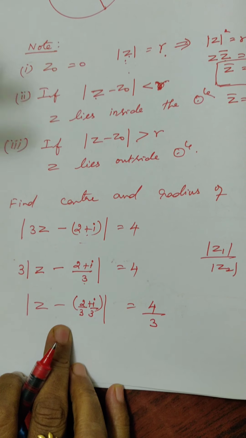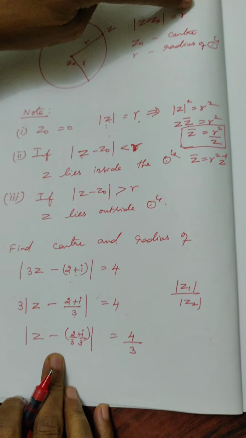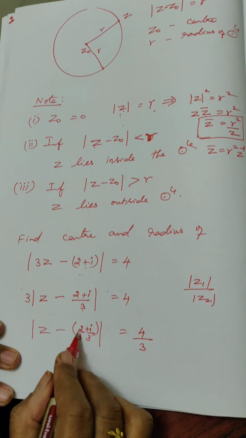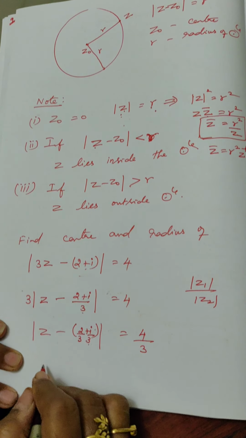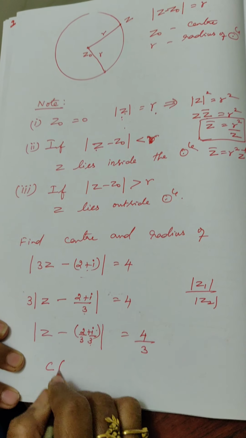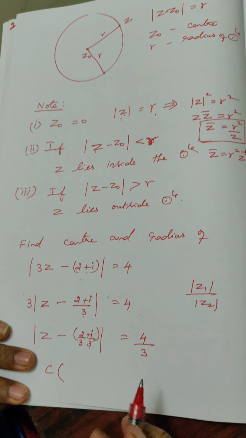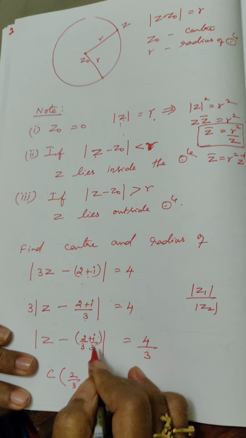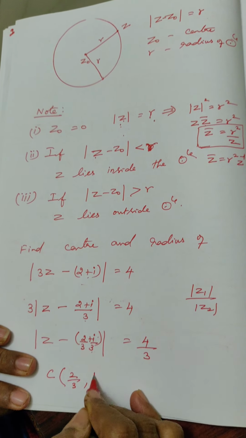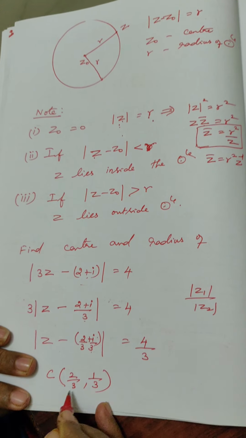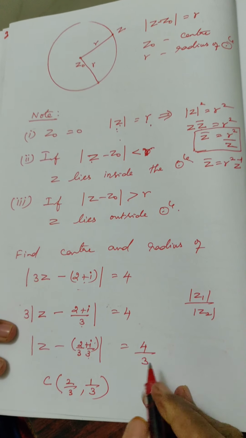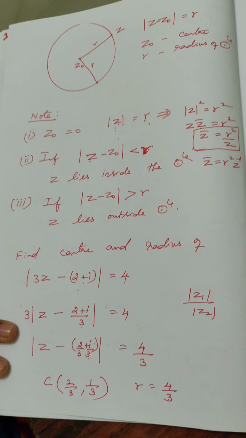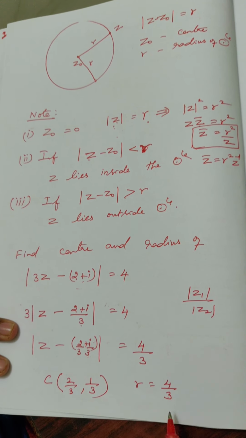Just to see, it is of the form modulus of z minus z naught is equal to r. So your center is z naught. z naught is 2 by 3 plus i by 3. So I am going to write the center as a point, in ordered pair form. How would you write the ordered form? 2 by 3, comma, the imaginary part is 1 by 3. So center is (2 by 3, 1 by 3), and radius is 4 by 3. Is it clear now? So we are finding center and radius.